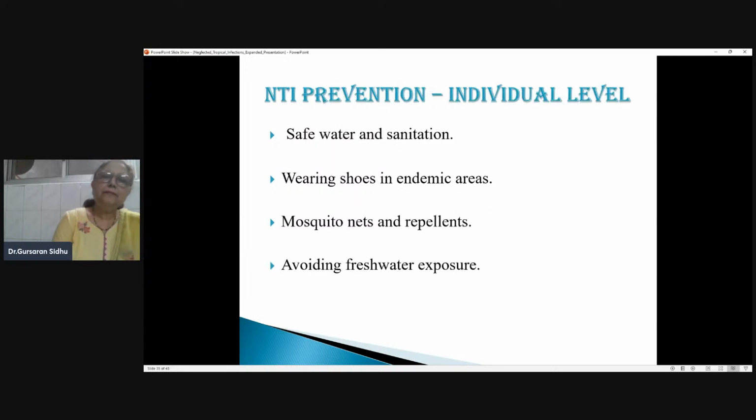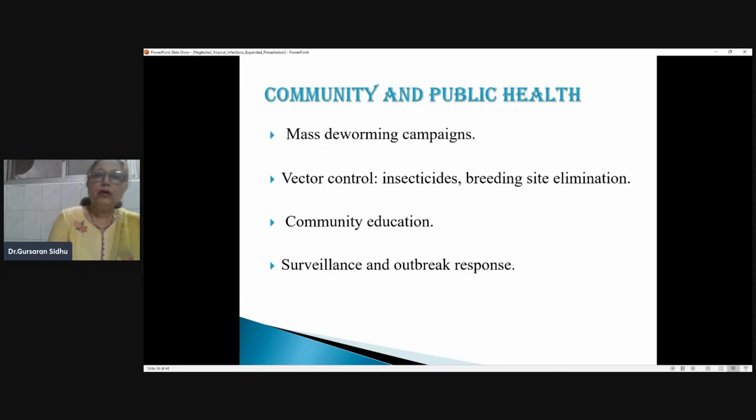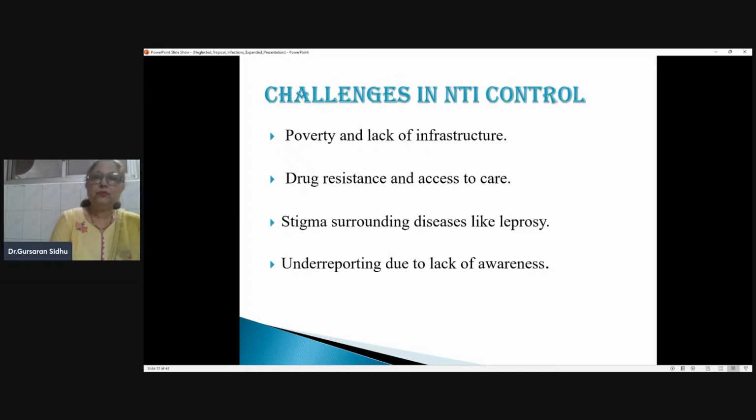And prevention at the individual level: you must ensure safe water, sanitation, wearing shoes, and prevention from mosquitoes, with mosquito nets and repellents. Even in our rainy seasons, even freshwater mosquitoes need to be prevented, and we need repellents against them. For the community and public health: mass deworming campaigns, vector control, insecticides, community education, surveillance, and outbreak response.